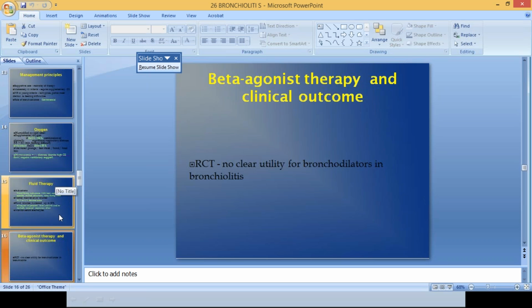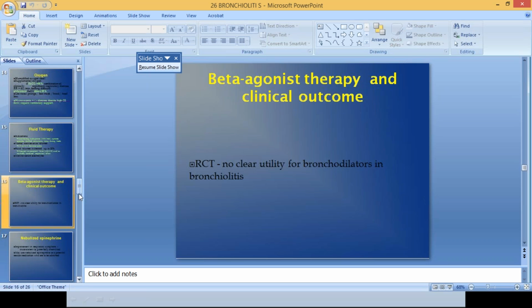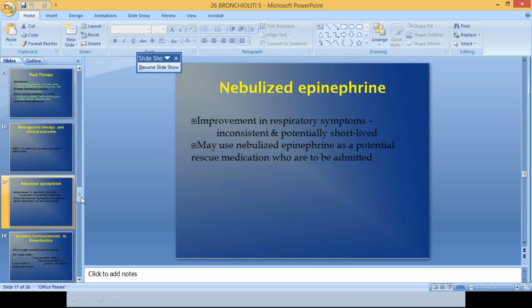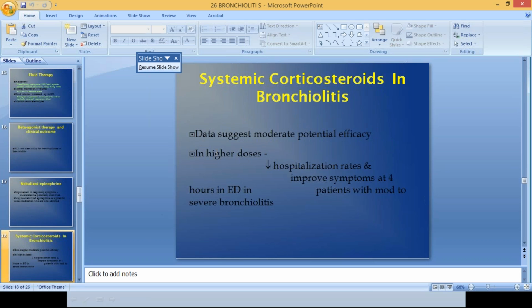We already told you beta-2 agonist therapy gives only a modest short-term response, followed by nebulized epinephrine, which is comparatively very efficient compared with bronchodilators. Systemic corticosteroids, data suggests moderate potential efficacy. In higher doses, it decreases hospitalization rates and improves symptoms at 4 hours in the emergency department in patients with moderate to severe bronchiolitis.